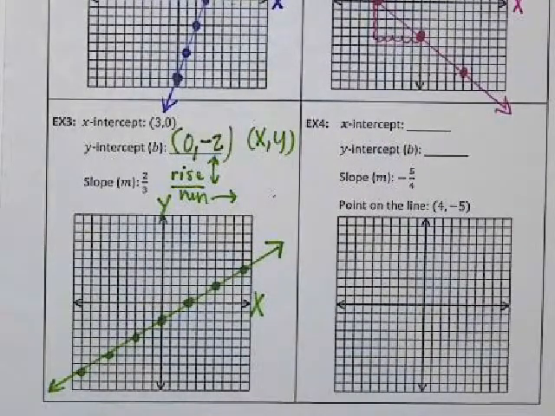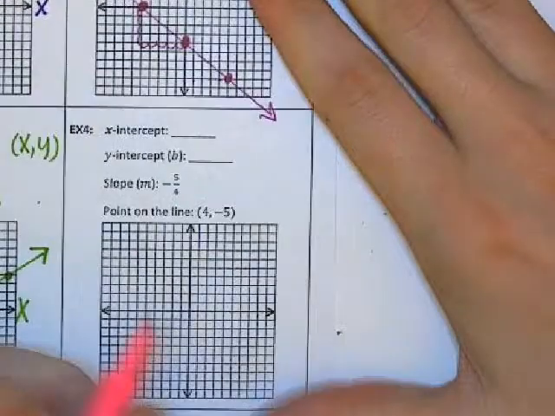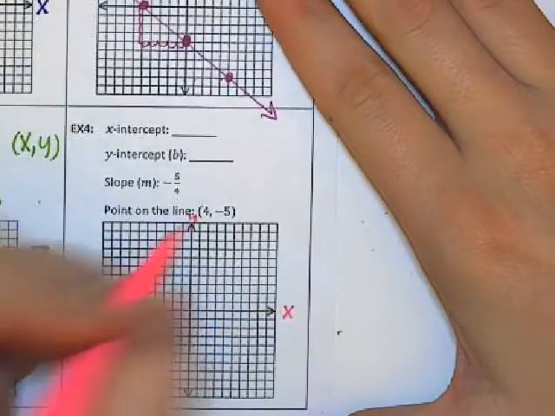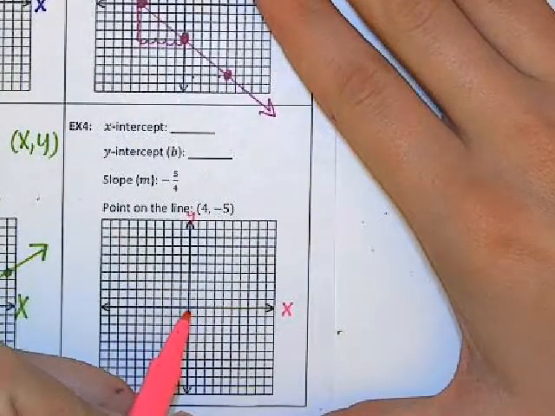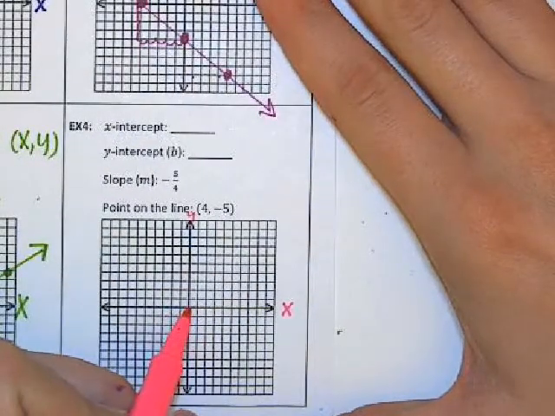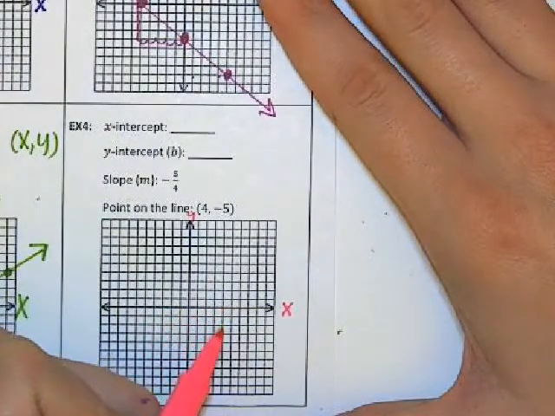Okay, example 4. What information is this giving me now? Slope and just a random point. Can I do slope from a random point? Yes. Okay, so let's go plot this random point. Draw your x and your y-axis first, or label it. And I'm going to go plot the point 4, -5. So go +4, down 5.